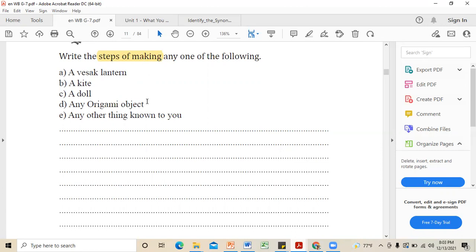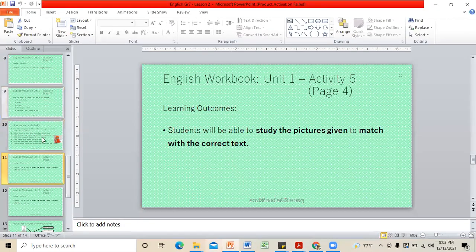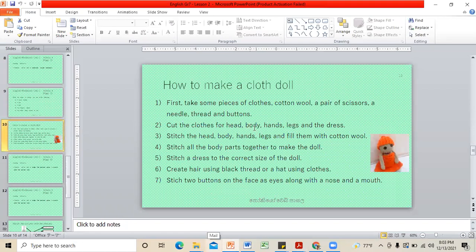So keep these things in mind, and as I said, you need to make sure about the punctuation marks, commas, full stops, everything, because that is going to make your writing meaningful, right? So if I did not have these commas, if I go back, you wouldn't actually get the meaning, right? I will be just telling: cut the clothes per head, body, hands, legs, and the dress.